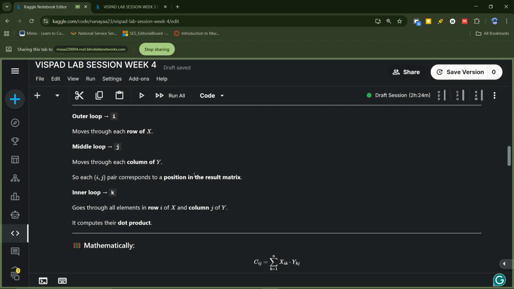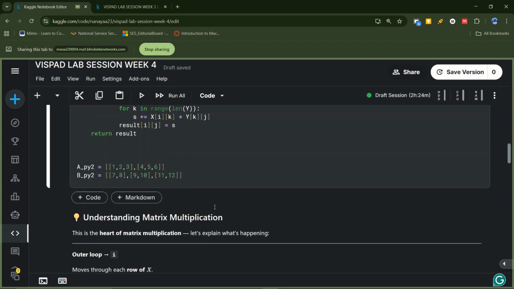I hope you are following. So we have an inner loop K. K over here, you'll be wondering what is it? K is going through all elements in row I of X and column J of Y, and it computes the dot product of the elements in row I of X and column J of Y. If you remember dot products from our previous lessons, you'll be able to compute this. That is what our K is trying to do.